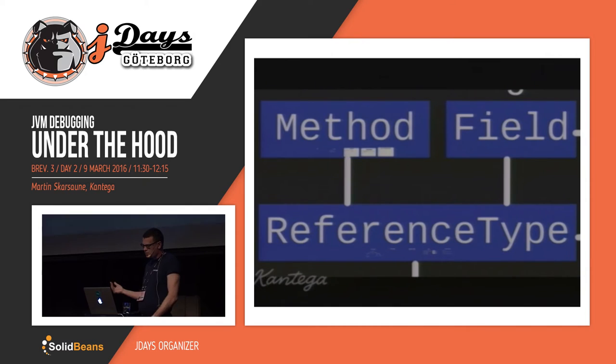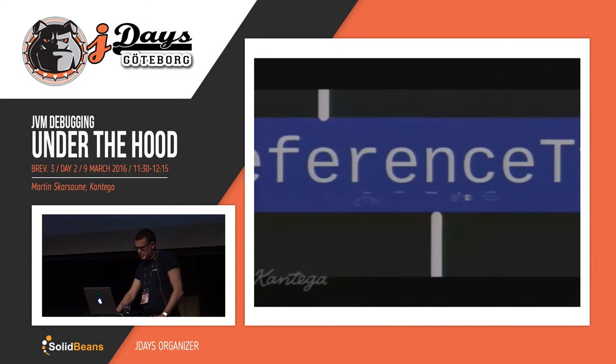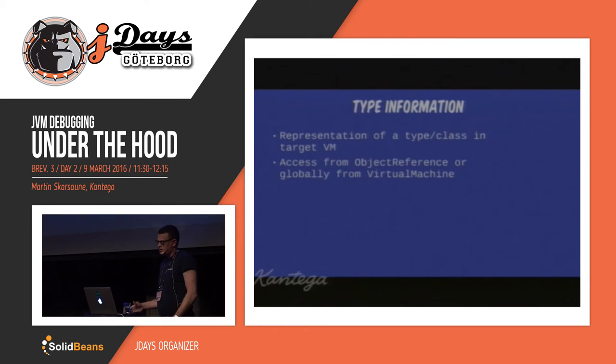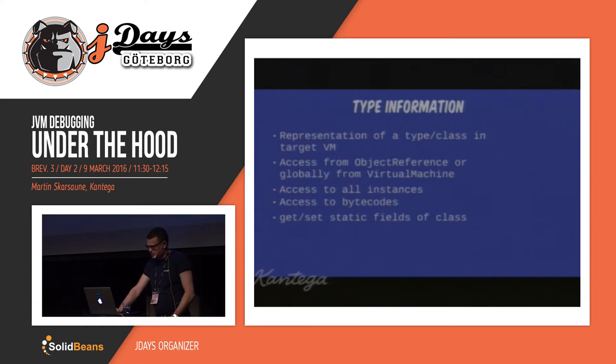If you look at the code point of view, from the VM we can get hold of the types that are loaded. So we have one object per type that you can access by name, or all the types, or from an object, as we will see later. And here we have access to all instances of that type. And we have access to bytecodes, which I will show later. We can also, at this point, see or change any static fields of the class.